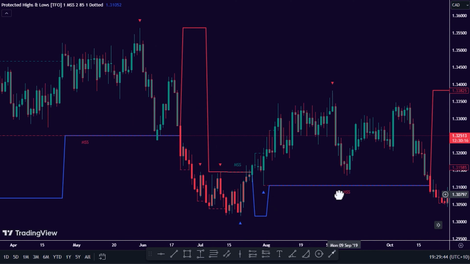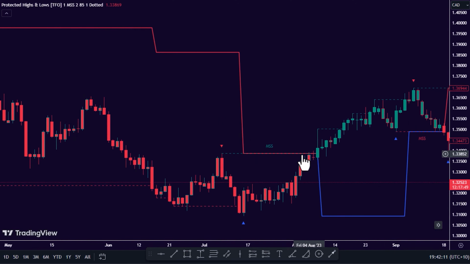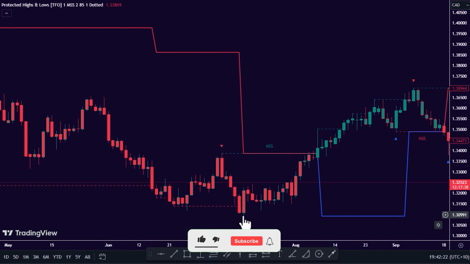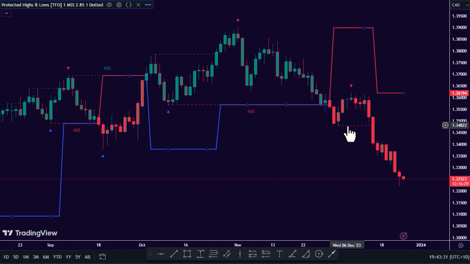When identifying an MSS, if the current trend is bearish and we're looking for a bullish reversal, we would need the price to close above the most recent protected high. When this happens, we still look back to find the lowest low that was created in that range and make that our new protected low. Likewise, when looking for a bearish reversal, the price would need to close below the most recent protected low, which would then give us a new protected high as a result, the highest point in that range.